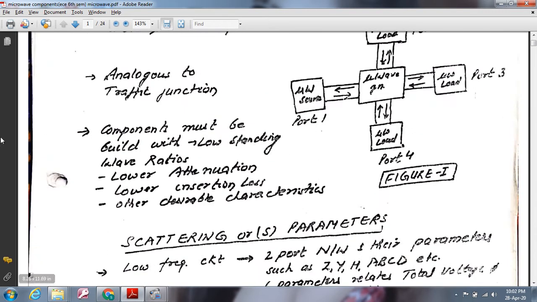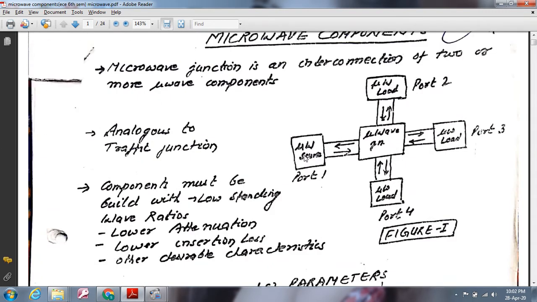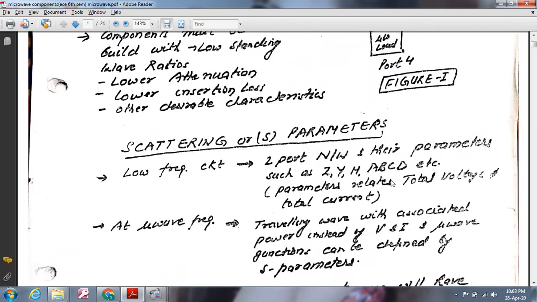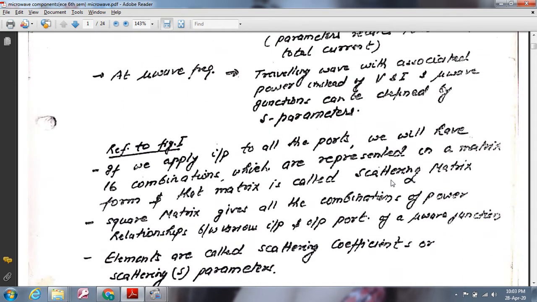So coming back to this figure, if input is here, then possible output will be at junction 2, 3, 4 and 1. So corresponding to this one port there are 4 possible outputs. Again for port number 2, 1, 2, 3 and 4, port number 3, 1, 2, 3 and 4. So in total there are 16 possible combinations which are possible.